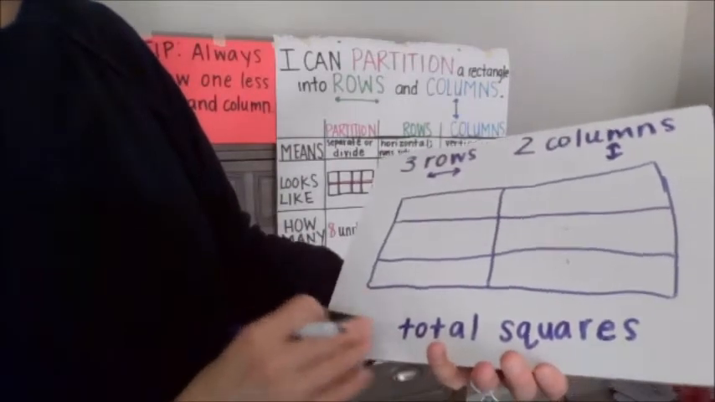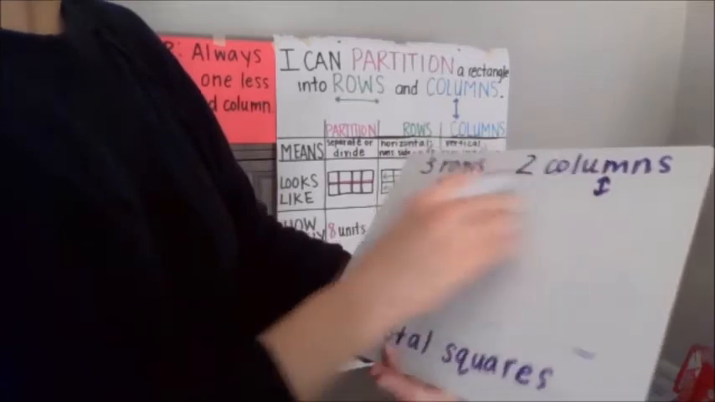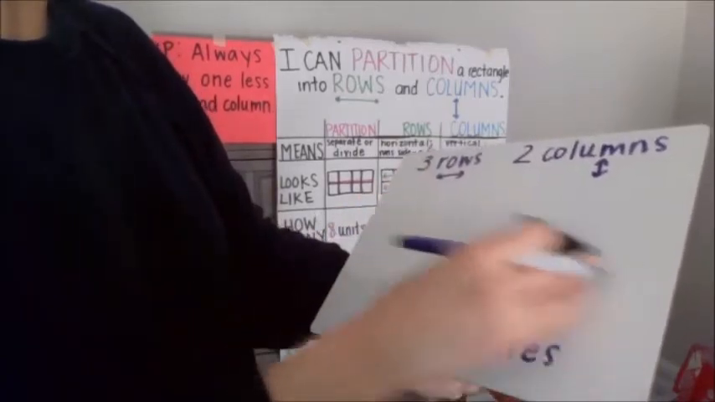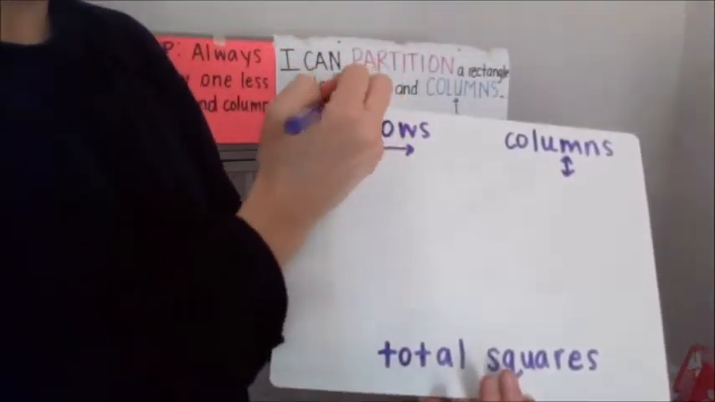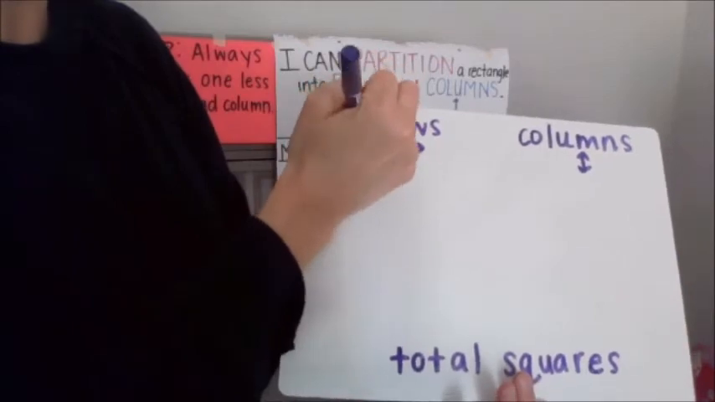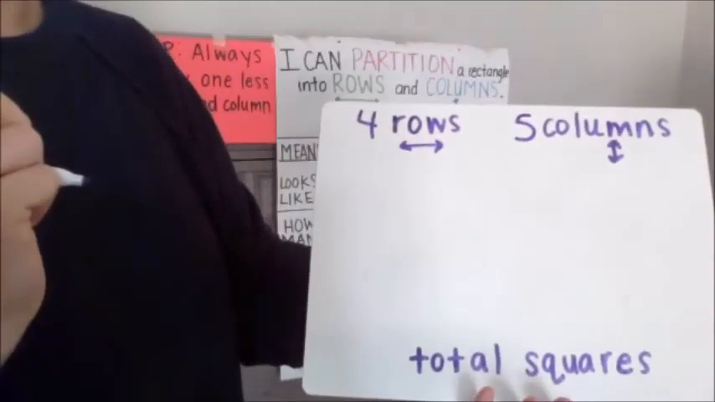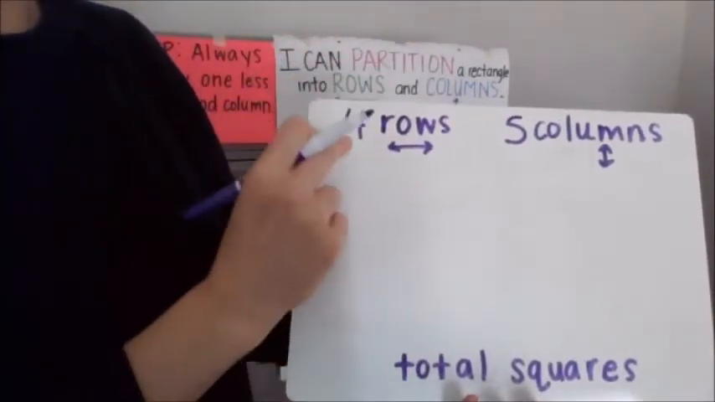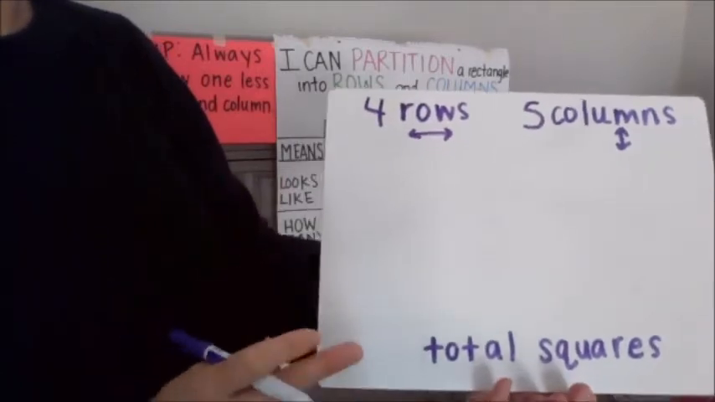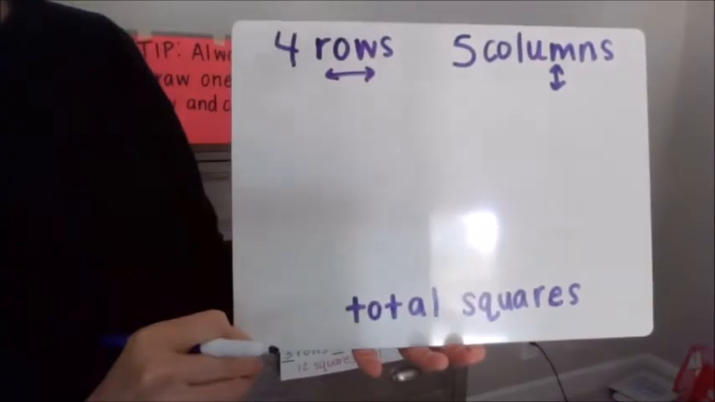All right, so let's do another one. I am going to write it down for you, and I want you to try it on your own, and then we'll check it together. So get ready to pause your video to try it on your own. All right, so let's do 4 rows and 5 columns. So I want you to draw your rectangle and then partition it into 4 rows and 5 columns and get your total squares. Go ahead and pause the video and solve the problem.